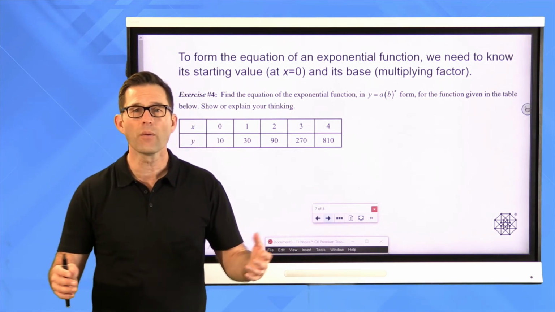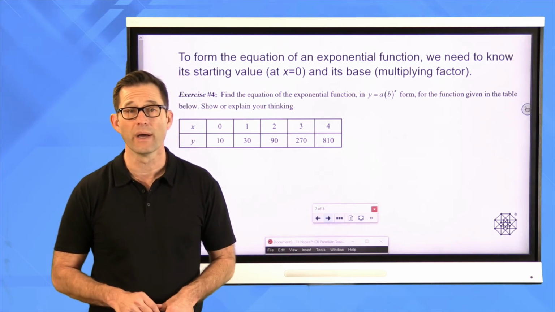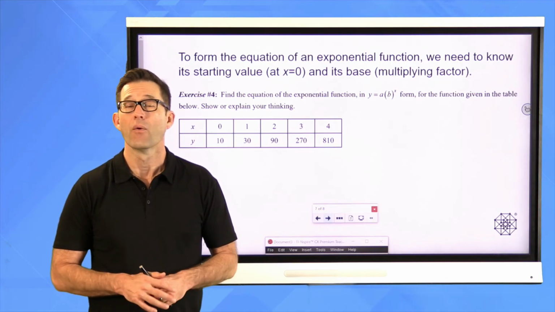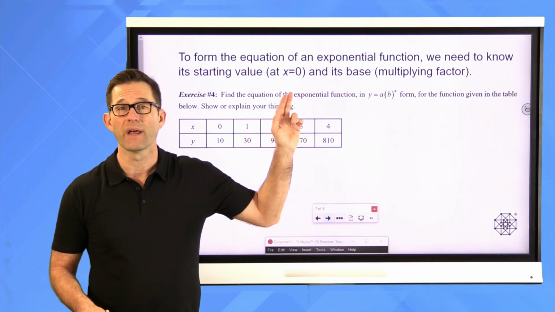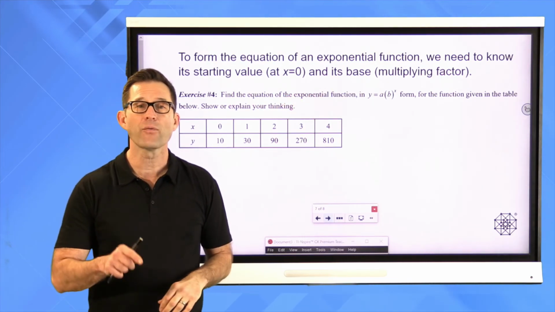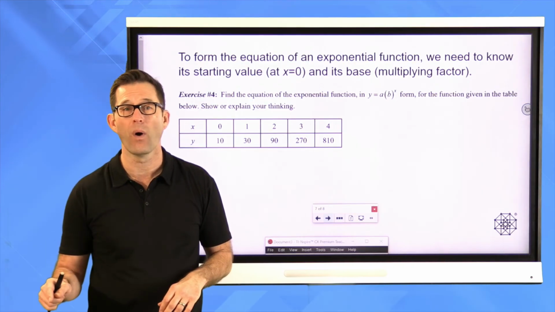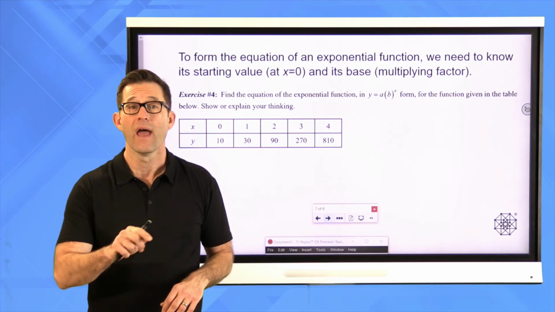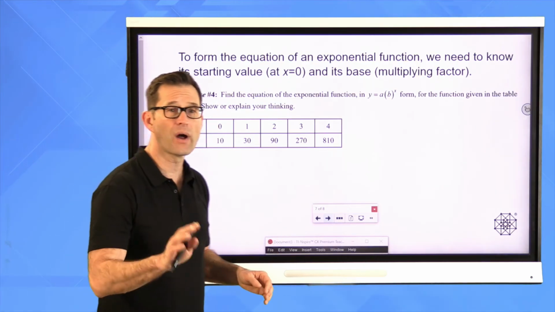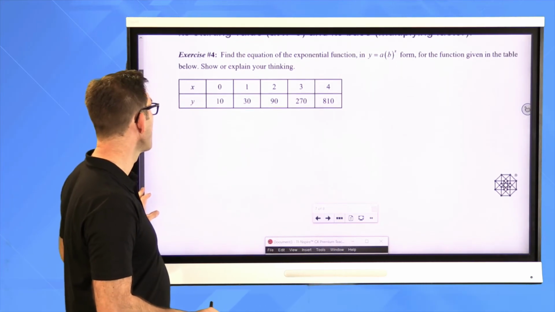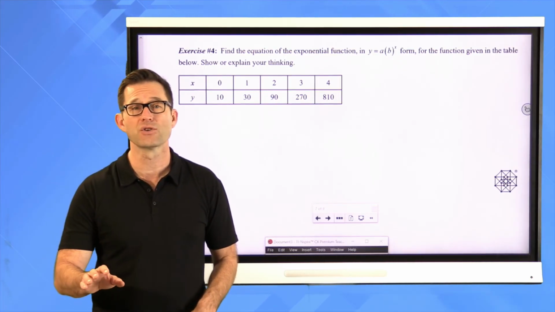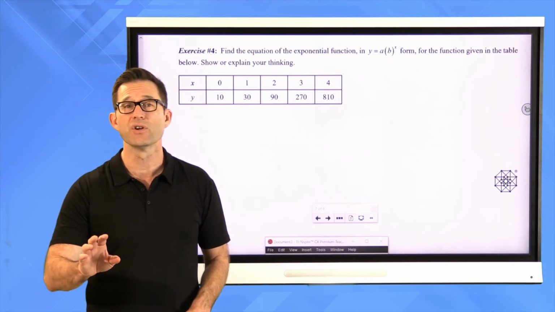Now, to form an equation of an exponential function, you need to figure out those two numbers, your a and your b. Your a is the starting value at x equals 0, and of course your b is what you're multiplying by every time x increases by 1. And that's really key. Every time x increases by 1, what are you multiplying by? So let's try a very, very simple problem along those lines right now. We're going to work a lot more in this unit with creating exponential function equations. So this is just our first attempt.